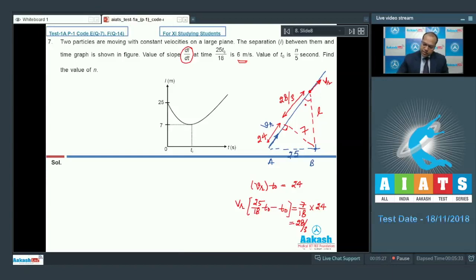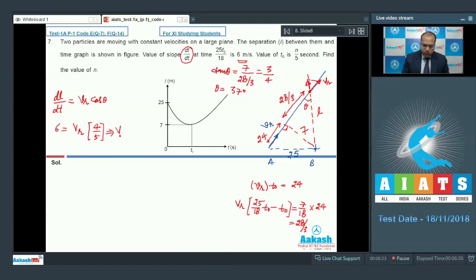Let this angle be theta. If I drop a perpendicular, the component of Vr in this direction is Vr cos theta, and it is equal to dl by dt. First I have to calculate the angle theta. tan theta is perpendicular, that is 7, divided by base, that is 28 by 3. It comes out to be 3 by 4, so theta is 37 degree. Substituting dl by dt as 6, it is equal to Vr into cos 37 degree, and cos 37 degree is 4 by 5. So Vr comes out to be 15 by 2 meter per second.